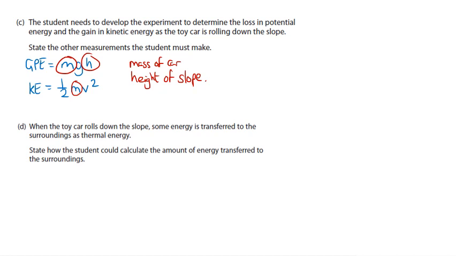When the car rolls down the slope, some energy is transferred to the surroundings as thermal energy. How could they calculate that? Well, energy has to be conserved. So the total amount of energy the car had as gravitational potential energy at the top of the slope must be equal to the total in all the different forms at the bottom. So what we can say is that the total amount of energy at the top, GPE, minus the energy that's gone into kinetic energy, the difference between those must have gone into the thermal energy. So it suffices just to say that the thermal energy is just the difference of those two.